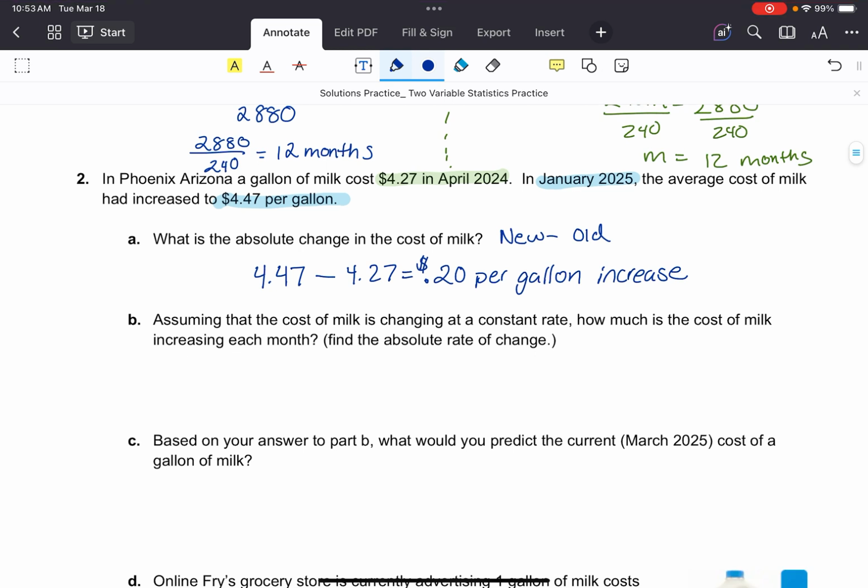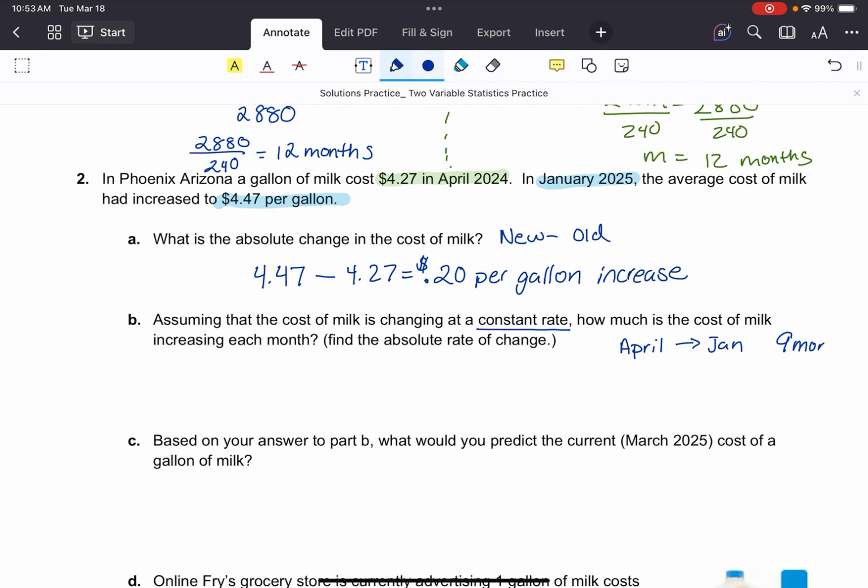So now, assuming that the milk is changing at a constant rate, so that means it's going up the same amount every month, how much is the cost of milk increasing each month? So basically, I need to know how many months are passing between April to January. I could go through and count, but I actually Googled this question. You can Google to get the amount of time between two things. And so when I Googled it, it told me 9 months.